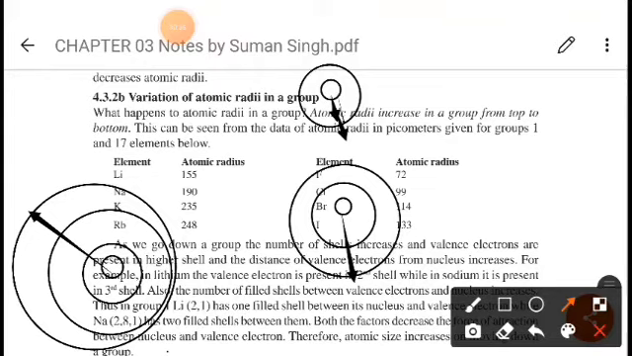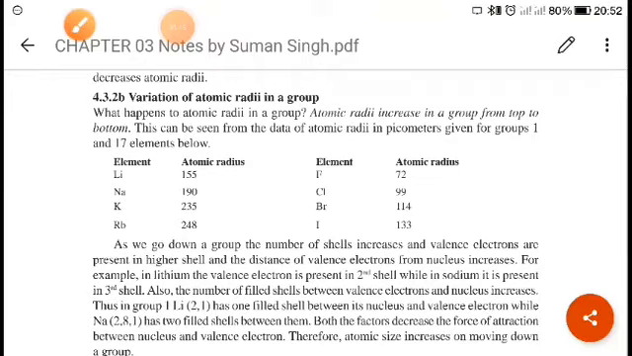So what will happen? As the number of shells increases, this will take the valence shell far from the nucleus, and this will result in the decrease of effective nuclear charge and the increase in the size of the atom, okay. So thus we can conclude that the atomic radius increases on moving down the group, okay. So I hope you have understood this also.